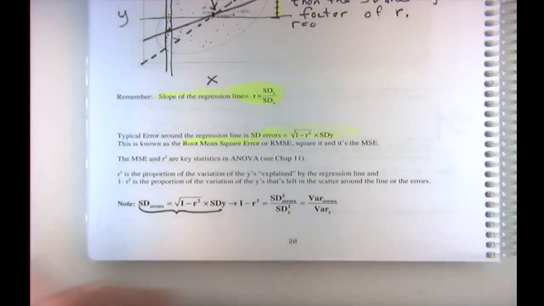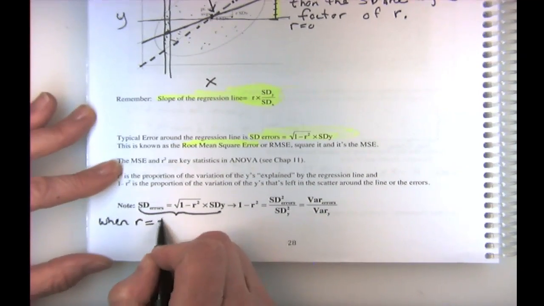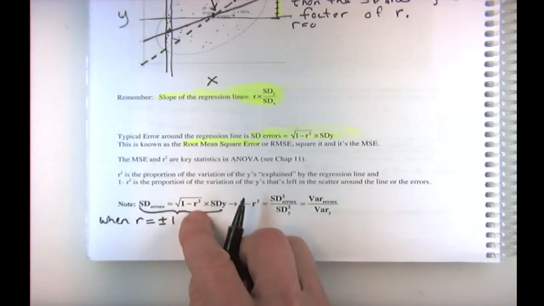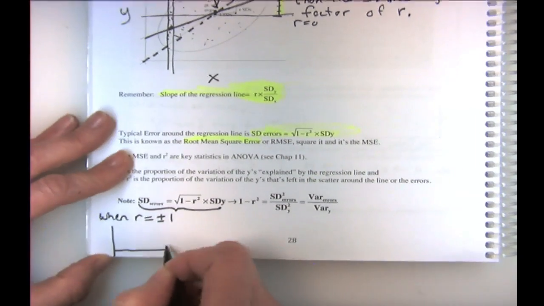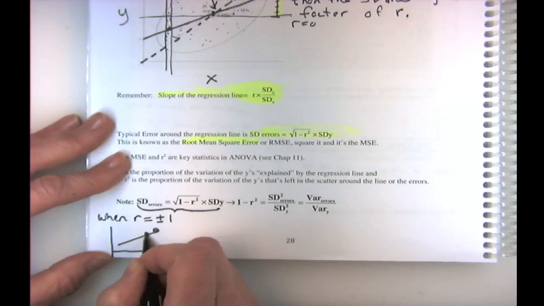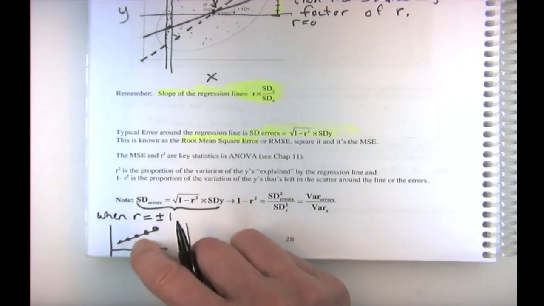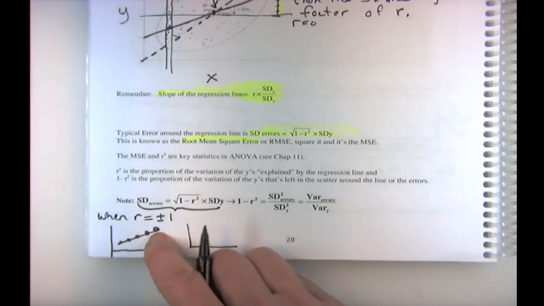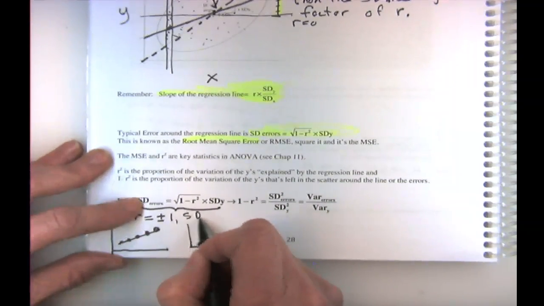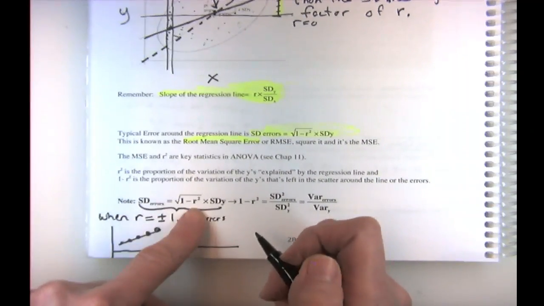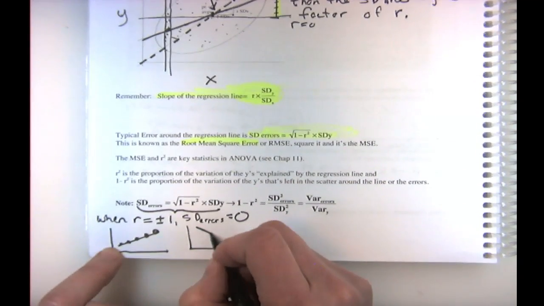and let's think about it at the extremes. So when r is equal to plus or minus 1, what happens? 1 minus 1, 0. Here's when r is plus 1. You have a perfect correlation, and you have no scatter around your regression line. So it's 0. The standard deviation of your errors, if you put a 1 or a negative 1 in here, is equal to 0, correct? We can do the same with the negative 1. It would be the same.